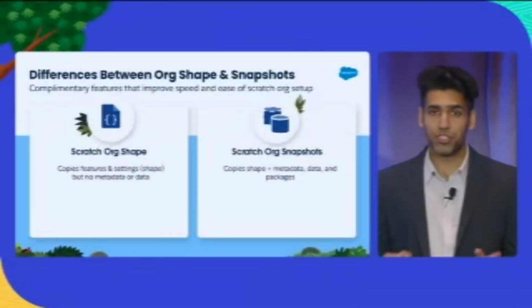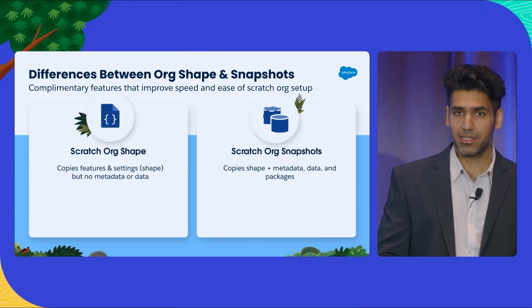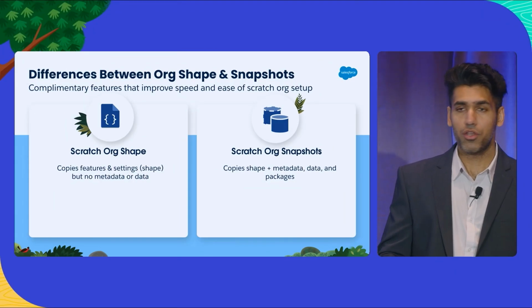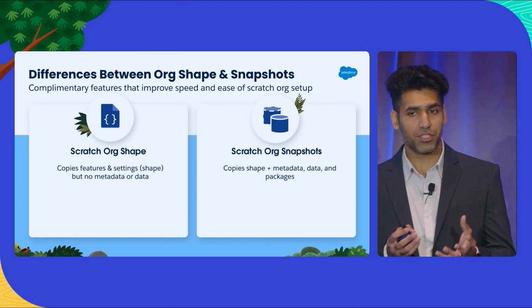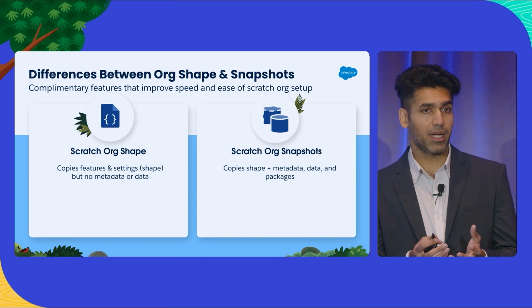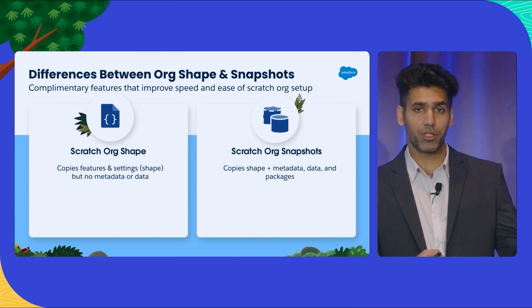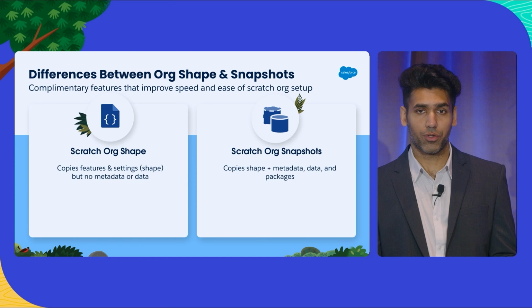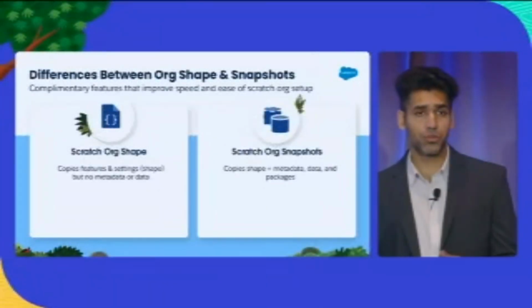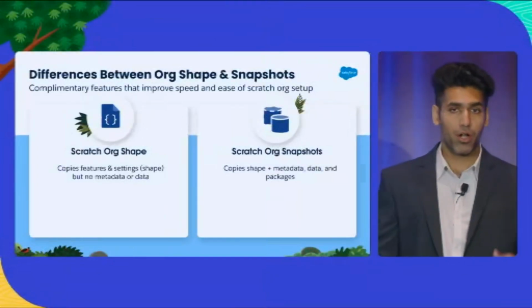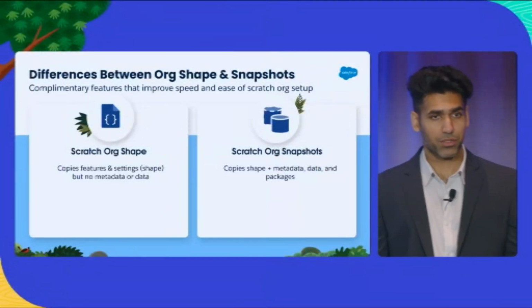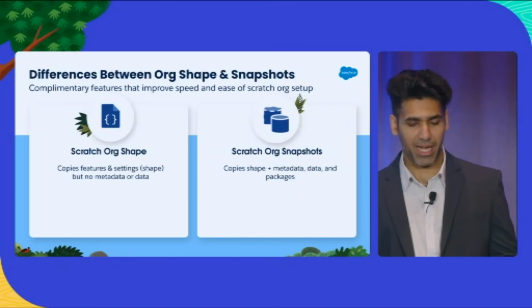Shape copies over just the features and settings. That's the definition of Shape. No metadata or data, right? So you're still building the shell of the Scratch org. It's just being built more seamlessly, pointing to the production org. You still have to source them with all of your versioned metadata and data. Scratch org snapshots, the intention here is to replicate a Scratch org more quickly. So it copies not just the shape, but also all of the contents of the Scratch org, the metadata, data, and packages.